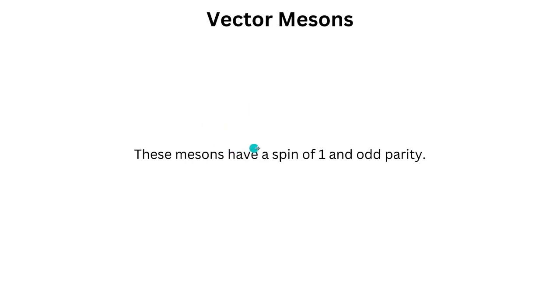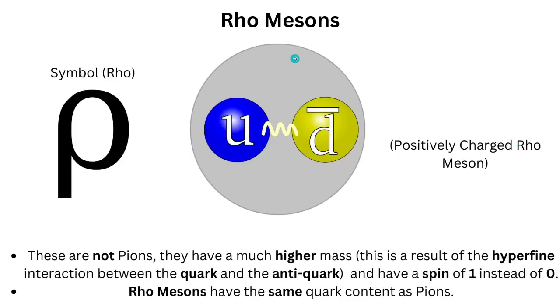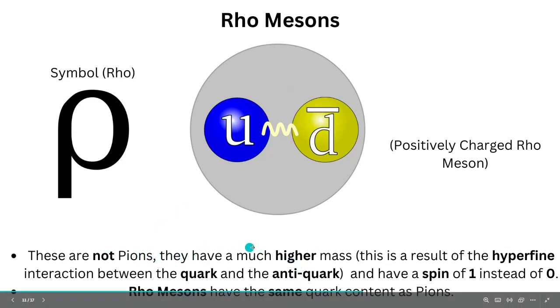These are vector mesons. These mesons have a spin of 1 and an odd parity. Rho mesons. A positively charged rho meson right here. So these are not pions, even though they have the same quark content. They have a much higher mass. This is a result of hyperfine interaction between the quark and the antiquark. I don't know what that means. Please feel free to say something about that in the comments. And they have a spin of 1 instead of 0, like what pions would have.